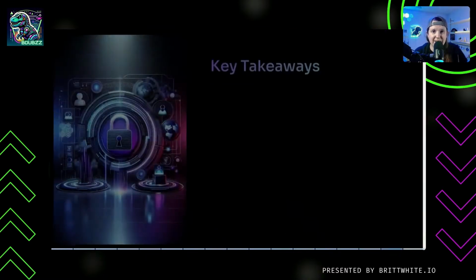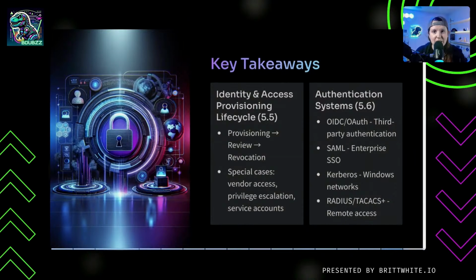Now let's do a quick recap to lock this down. Think of Identity and Access Management, or IAM, like managing access to a secure building. For Objective 5.5, managing the Identity and Access Provisioning lifecycle, we covered 3 important stages. First was provisioning, like issuing an employee their first security badge. Then access reviews, where security regularly checks badge access levels. Finally, revocation, which was collecting that badge when someone leaves.